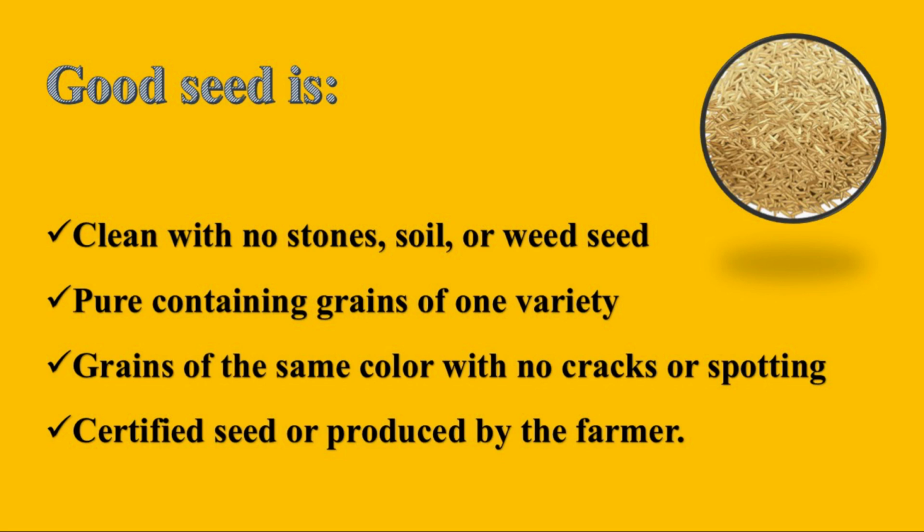Rogue the fields by removing all rice plants that clearly look different during the vegetative, flowering and grain filling stage. Harvest at full maturity when 80 to 85% of the grains are straw colored or at 21 to 22% moisture. Thresh and dry quickly after the harvest. Store the seeds safely and label containers or bags with variety name and date of the harvest.